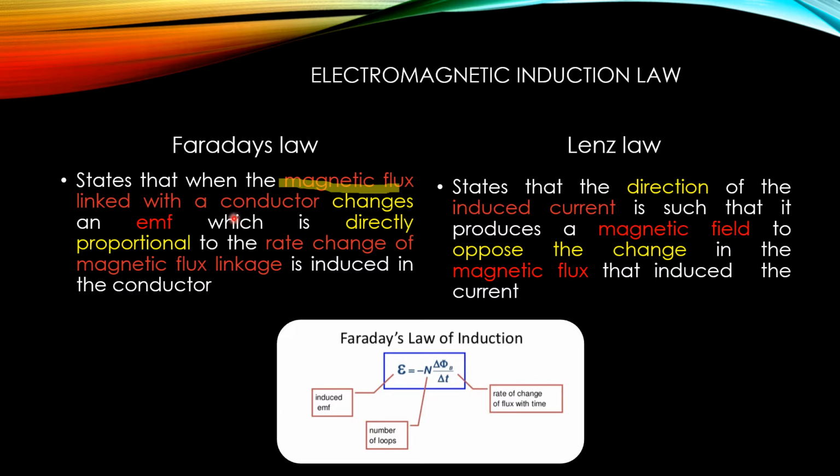Flux linkage, if you see this word here, is the magnetic flux linked with the conductor. Flux linkage is the linking of the magnetic field with the conductor of a coil when the magnetic field passes through the loops of the coil, expressed as a value.